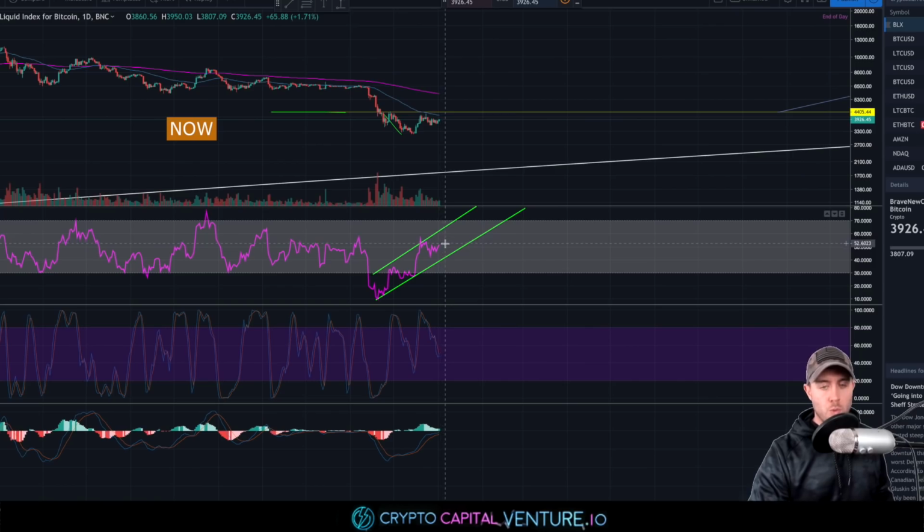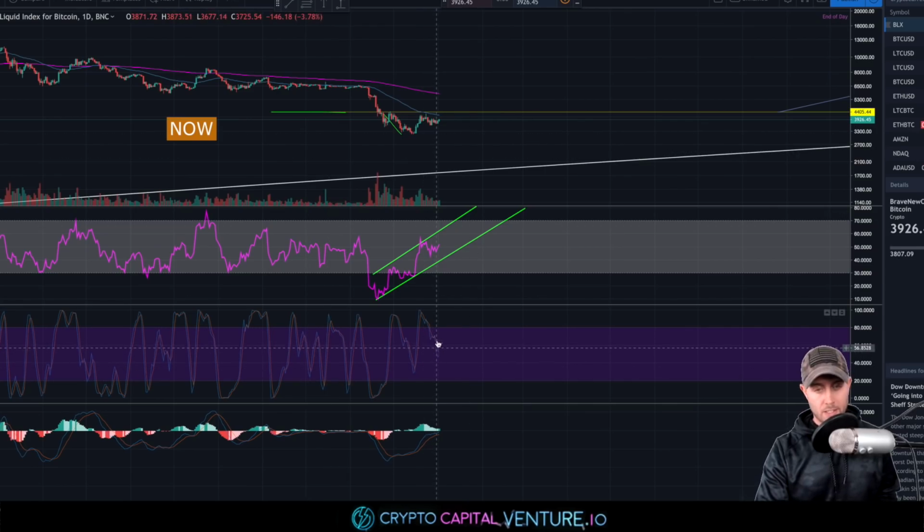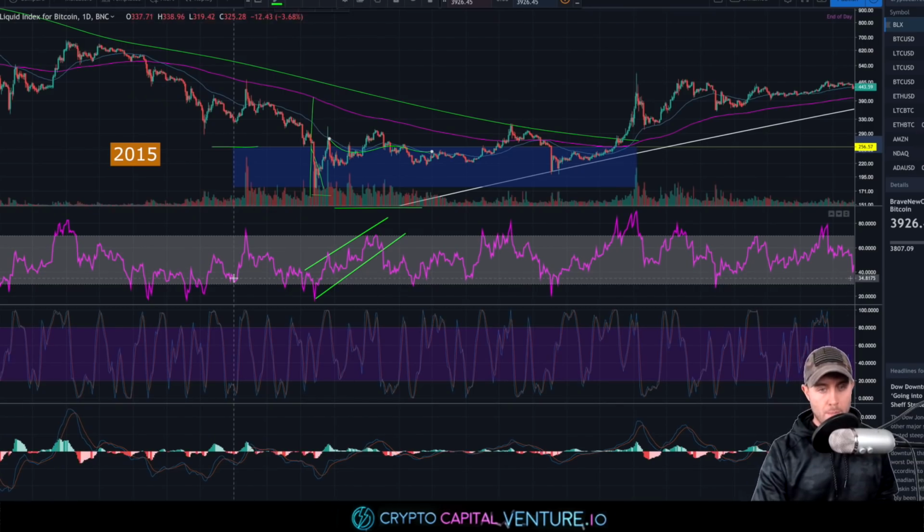If you want to watch momentum, you can keep an eye on not only RSI, you can look at the stochastic RSI on the daily, coming back down out of overbought. And we can go back to that bear market where, if you want to compare these wedges, we're right around here.